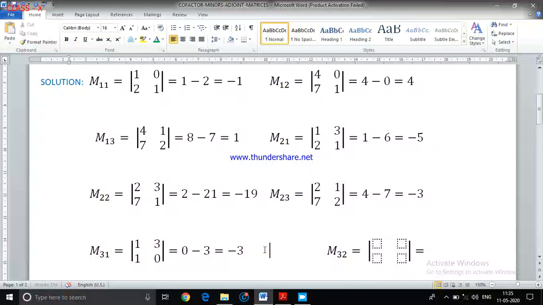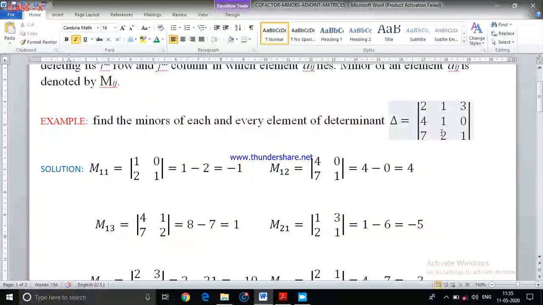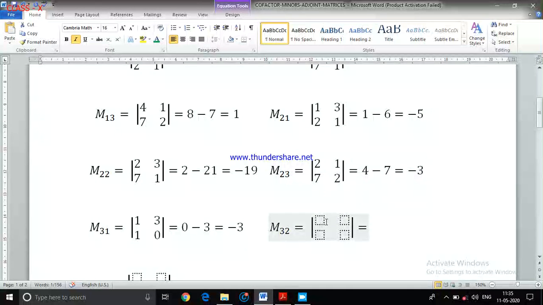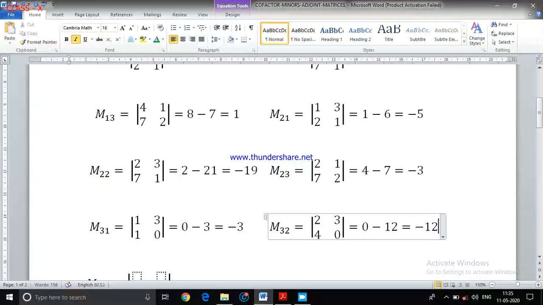Okay. Then what else do you get? Minor of 312. 312 means this one. So third row, second column, if I exclude, this is the third row and the second column. I am left with 2 3 4 0. So what do you get if I find the determinant? 2 into 0 is 0 minus 4 into 3 is 12. So that will be equal to minus 12. So the minor of 312 is minus 12.